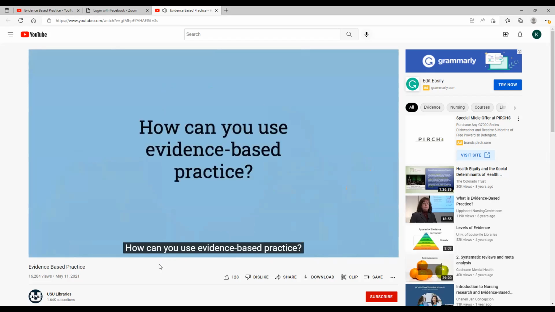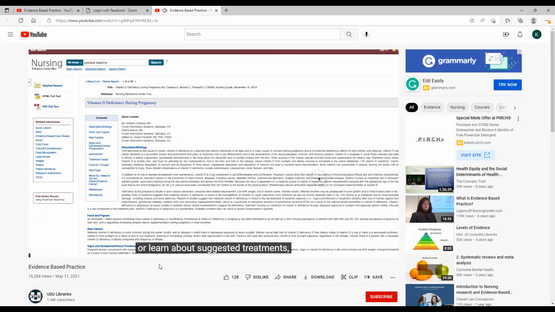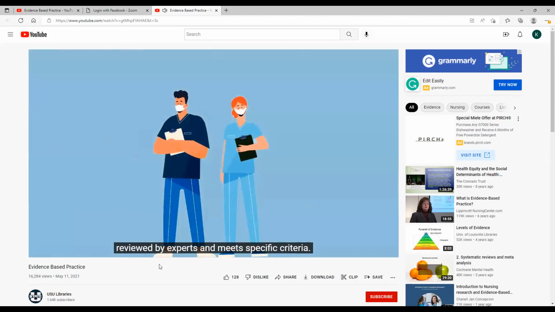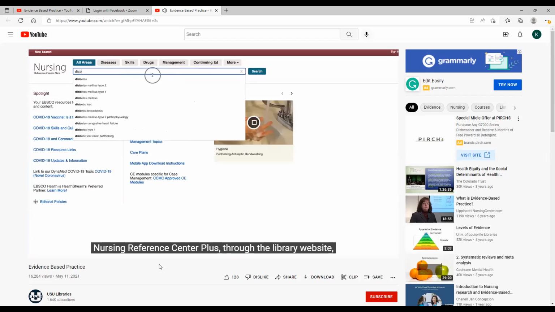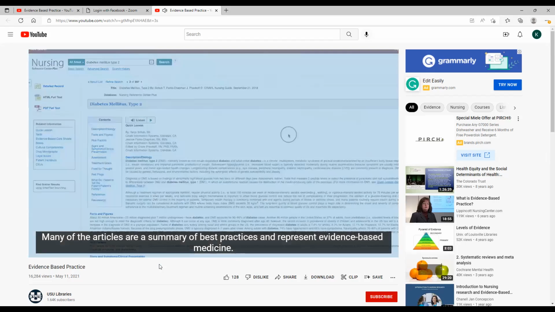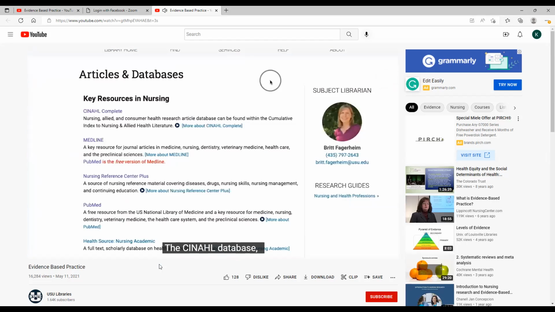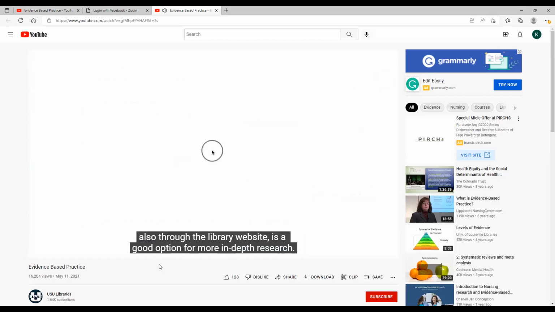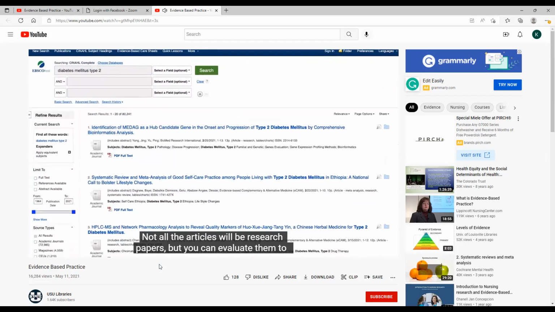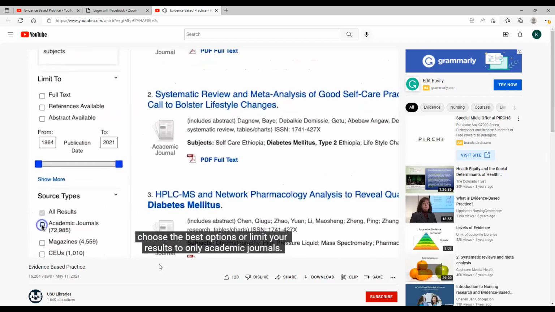How can you use evidence-based practice? If you need to find information about a condition or learn about suggested treatments, you can look up research that has been officially reviewed by experts and meets specific criteria. Nursing Reference Center Plus through the library website is often a good place to start. Many of the articles are a summary of best practices and represent evidence-based medicine. The Sentinel database, also through the library website, is a good option for more in-depth research. Not all the articles will be research papers, but you can evaluate them to choose the best options or limit your results to only academic journals.